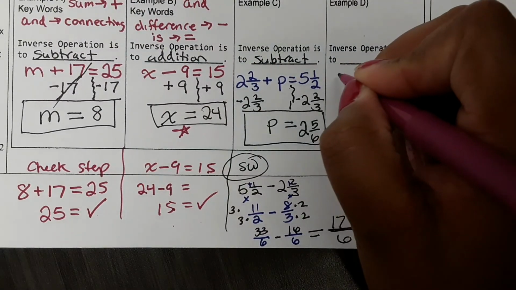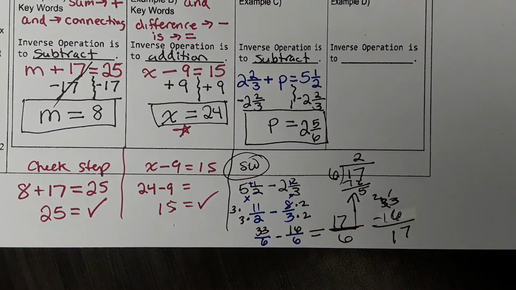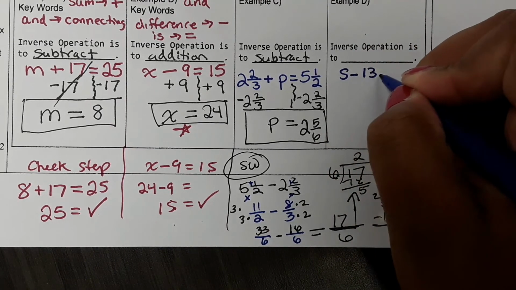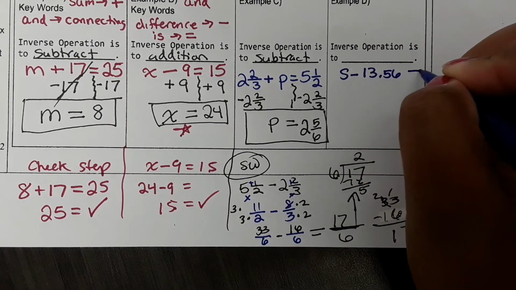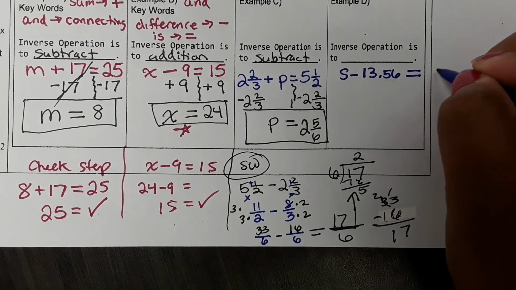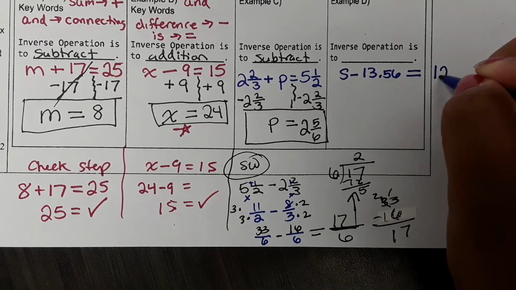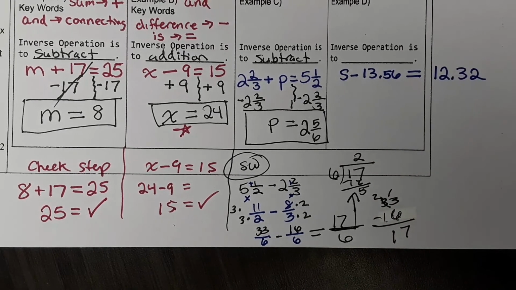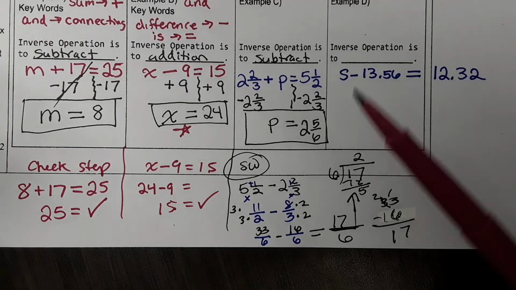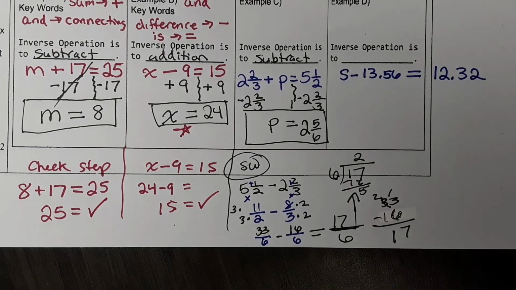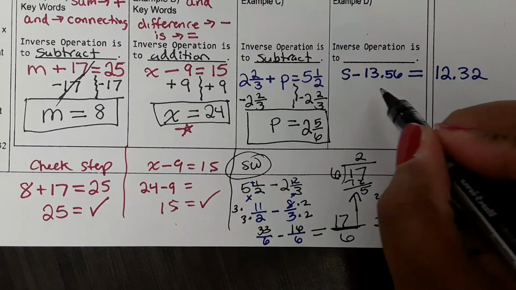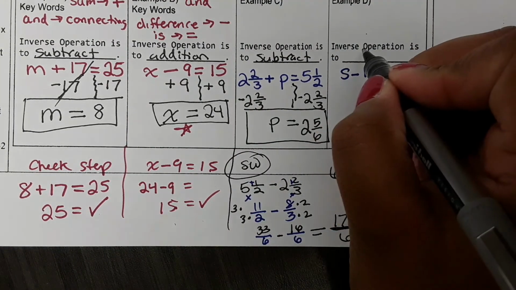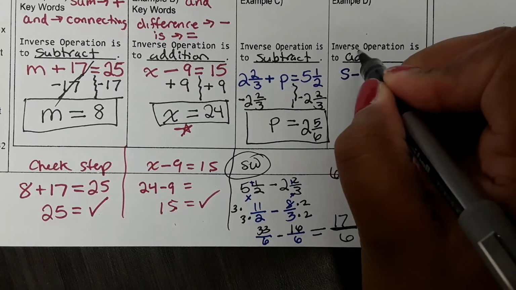I have S minus 13 and 56/100 is going to equal, and I'm running out of space over here, so I'm going to write this here, 12 and 32/100. All right. Now, again, we're going to ask ourselves, what is happening to my variable? We are subtracting from it, which means to undo it, to do its opposite, we are going to add. So we need addition.